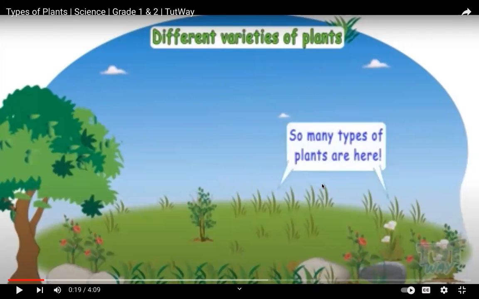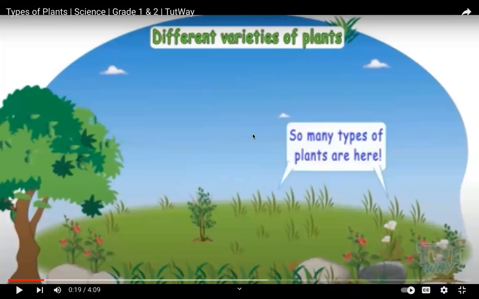There are two types of plant: terrestrial plant and aquatic plant. Tell me again. One is? Terrestrial plant and aquatic plant. Very good. And what is a terrestrial plant, beta? The plants grown on land are called terrestrial plants. Very good. The plant that grows on land is known as a terrestrial plant.